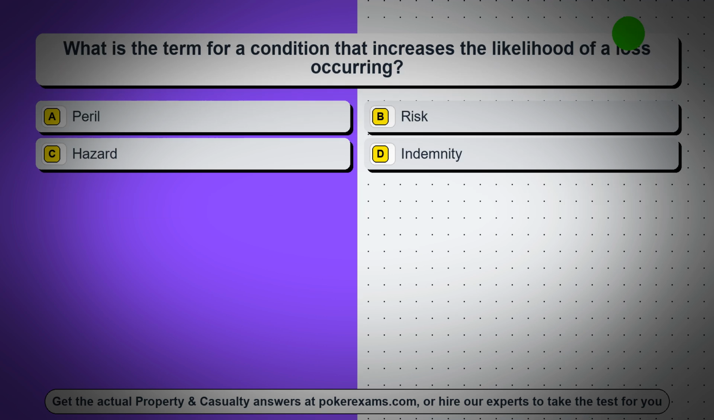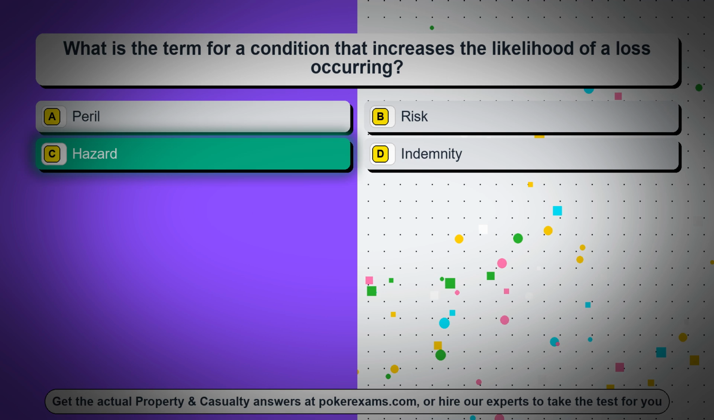Question 11. What is the term for a condition that increases the likelihood of a loss occurring? Option A. Peril. Option B. Risk. Option C. Hazard. Option D. Indemnity. The correct answer is option C.